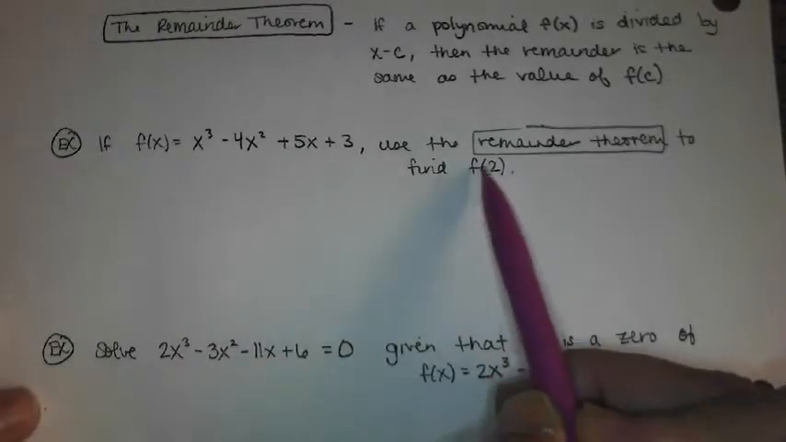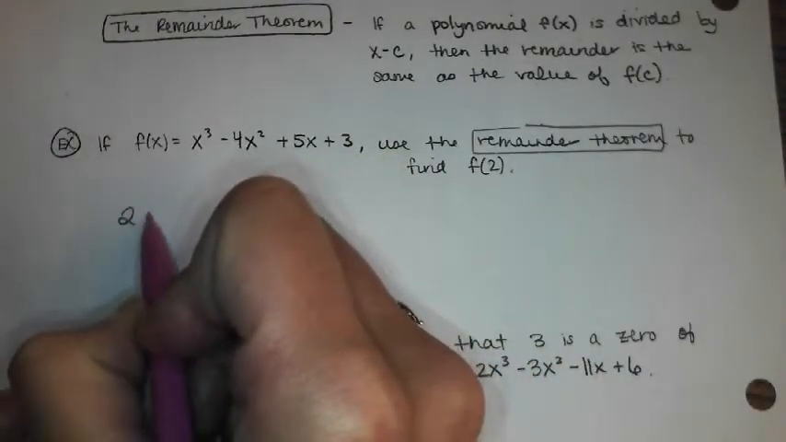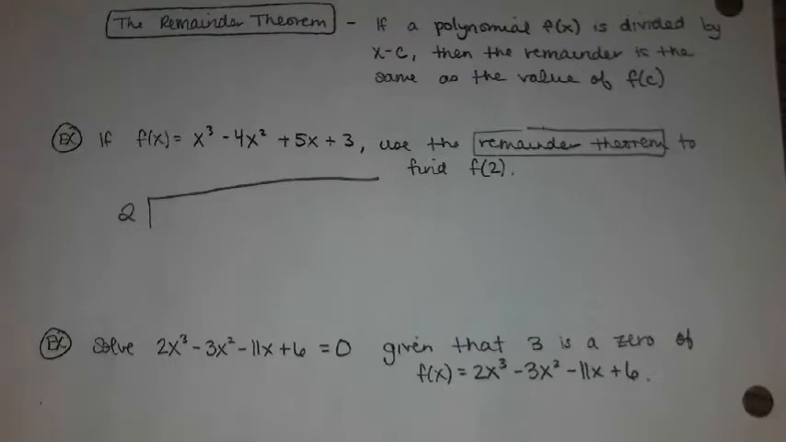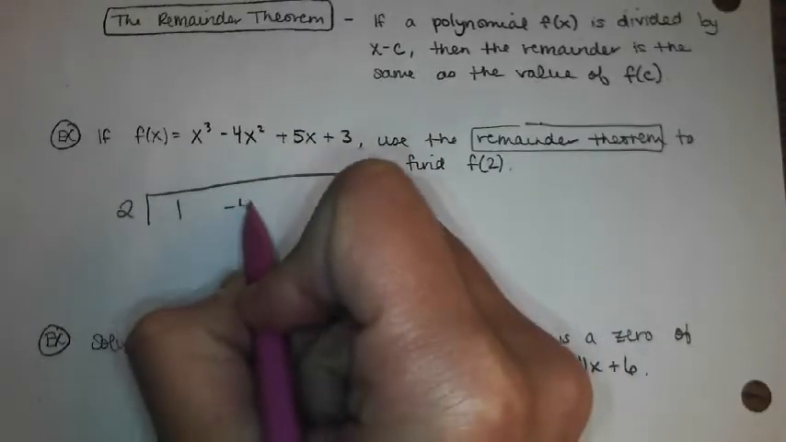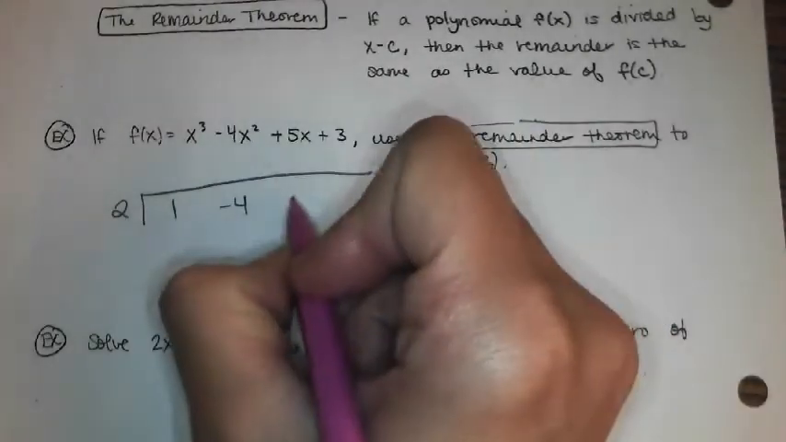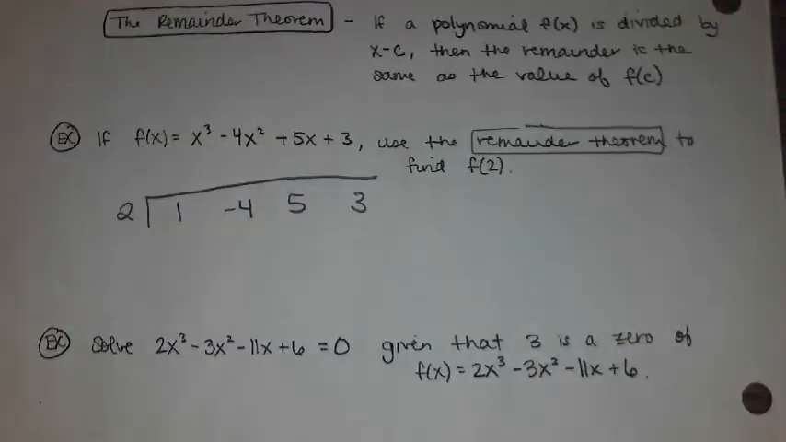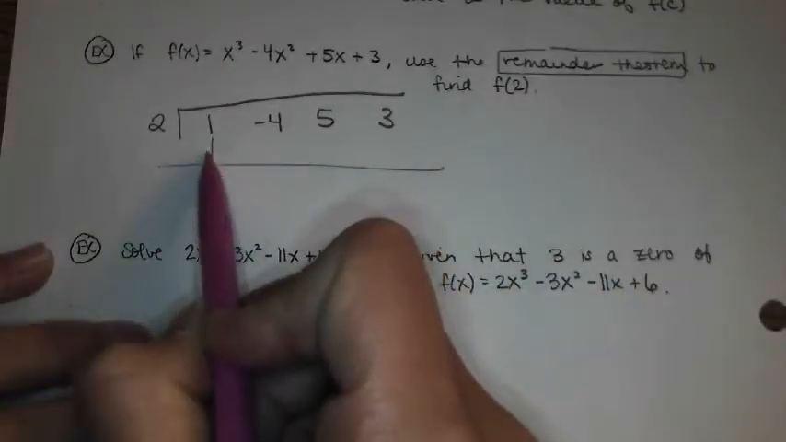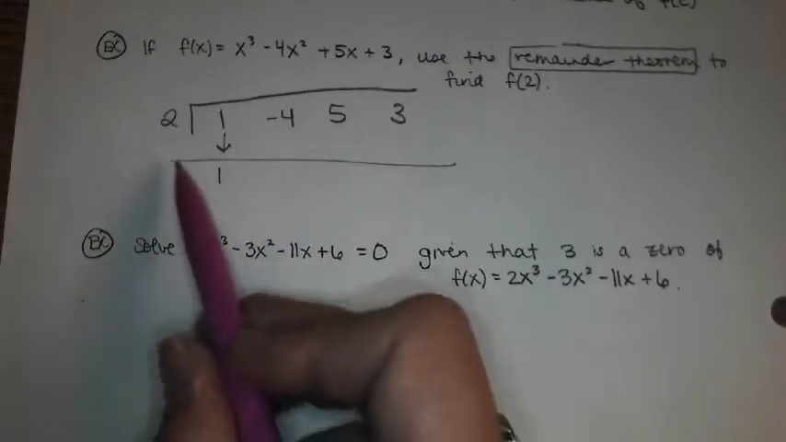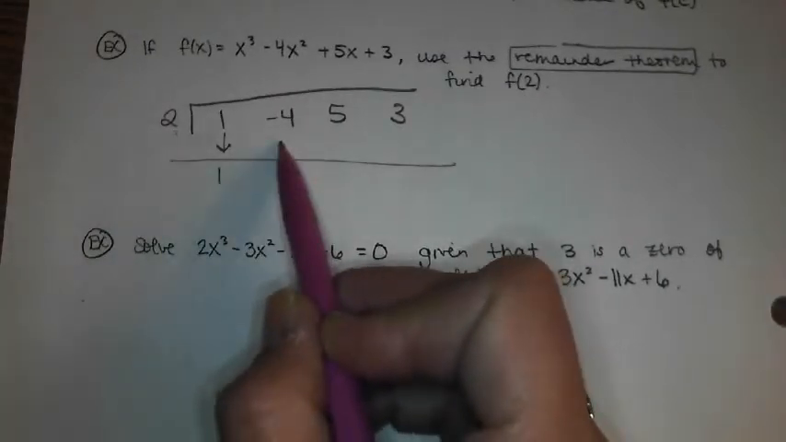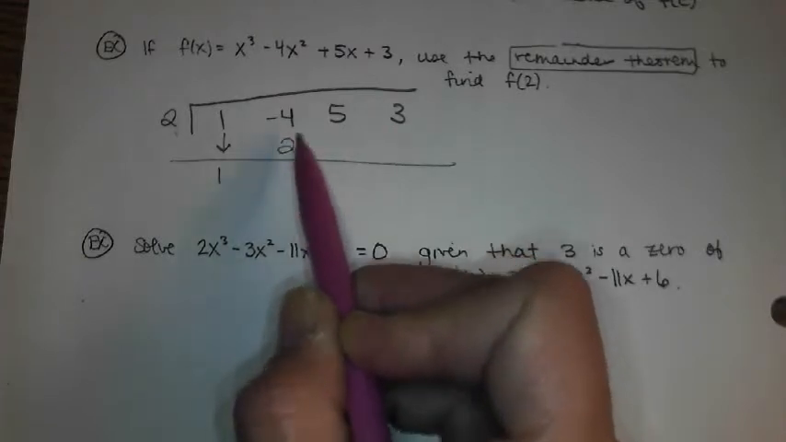So if it's f of 2 that we're looking for, then 2 is the number that we're going to synthetically divide out. We have 1x cubed, negative 4x squared, 5x's, and a constant of 3. And here's going to be round 2 of me showing you synthetic division. We always start by bringing down that first number, which happens to be a 1 again. We do 2 times 1 is 2, and we add those together.